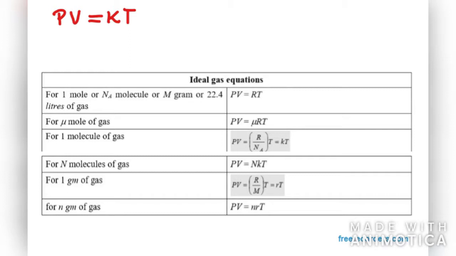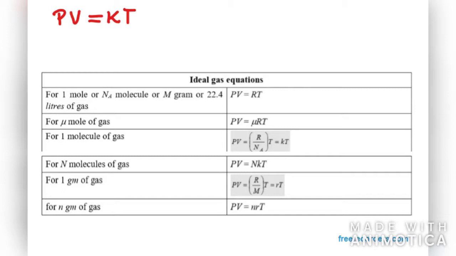Now, in this case, as you know, the behavior of gases is dependent on pressure, volume and temperature. And you can see that I have written one equation, that is PV = KT. In this case, K is a Boltzmann constant. Now K varies with the number of molecules and Kb.